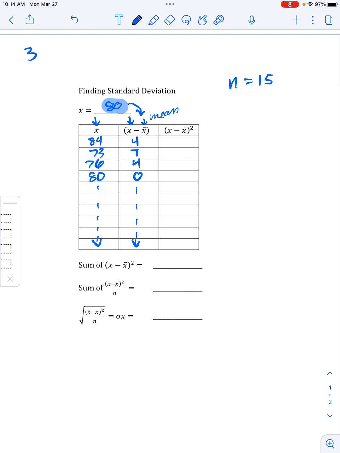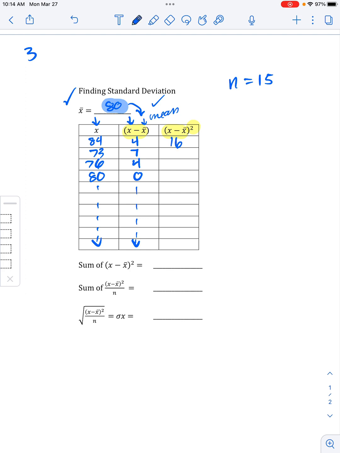Okay, so number 1, find the mean. Number 2, figure out how far each number is away from the mean. Now, if you look, it's just doing one step at a time. Here we had x minus x bar. Now we're doing x minus x bar squared. So I'm squaring each of these numbers.